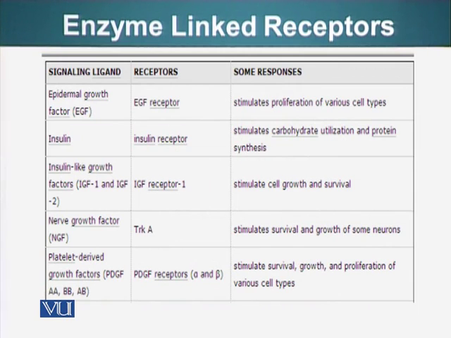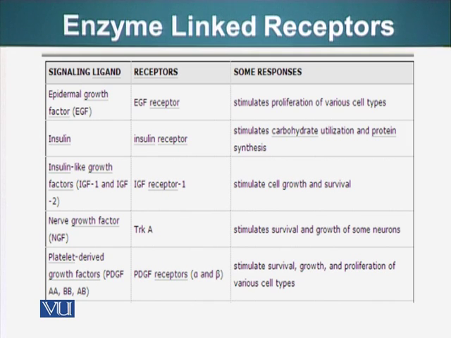Epidermal growth factor stimulates proliferation of various types of cells. Insulin stimulates carbohydrate utilization and protein synthesis. Insulin-like growth factors, they stimulate cell growth and survival. NGF, nerve growth factor, stimulates survival and growth of some neurons. Platelet-derived growth factor, PDGF, it also stimulates survival and growth and proliferation of various types of cells.